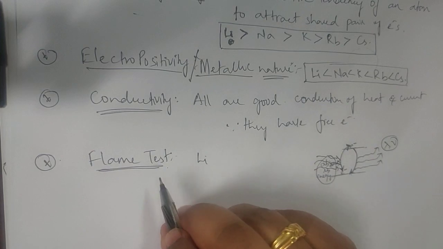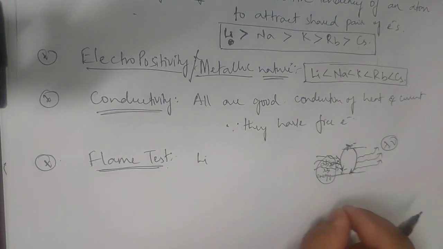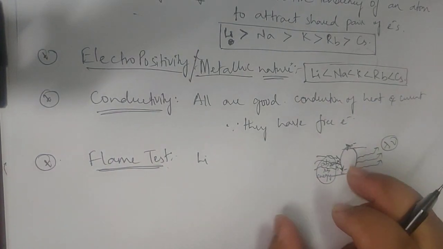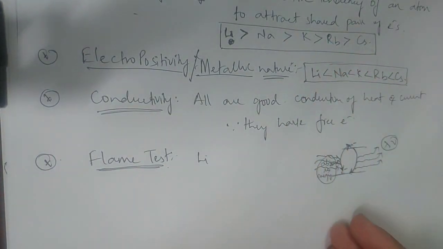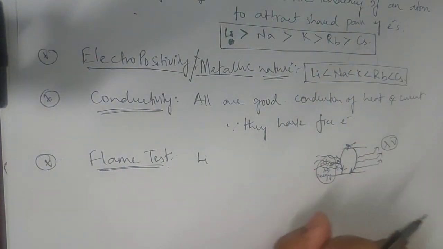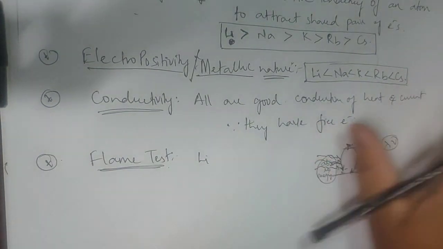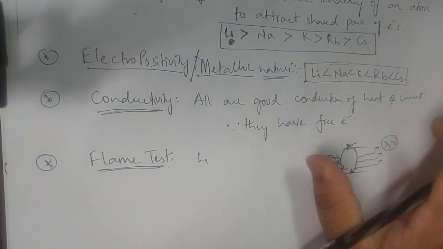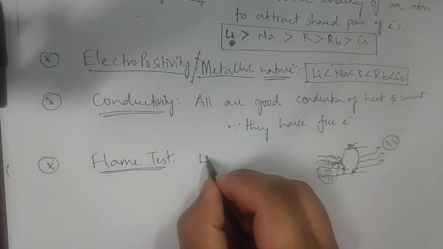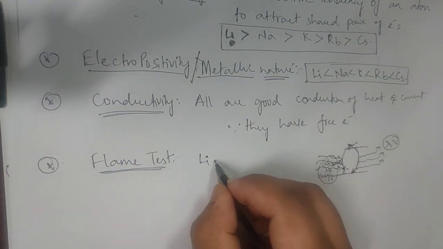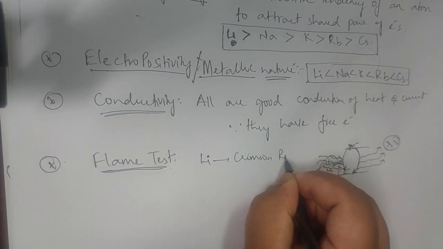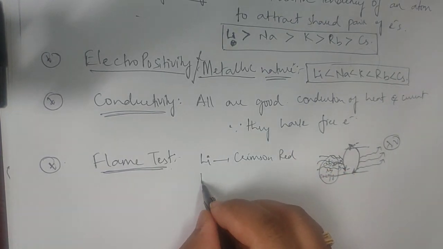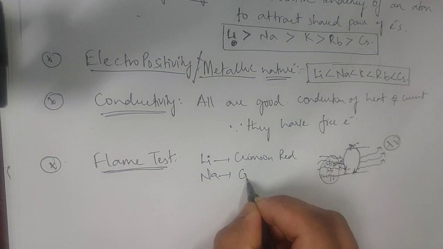In the flame test, flame is nothing but heat. So when we heat this, energy is absorbed by the valence electrons, they jump into the higher energy level and come back, and as they come back, they release the energy. They absorbed, now releasing. So depending upon the energy released, we observe various colors. Now you have to remember this. Lithium is crimson red in color. Then sodium is golden yellow.